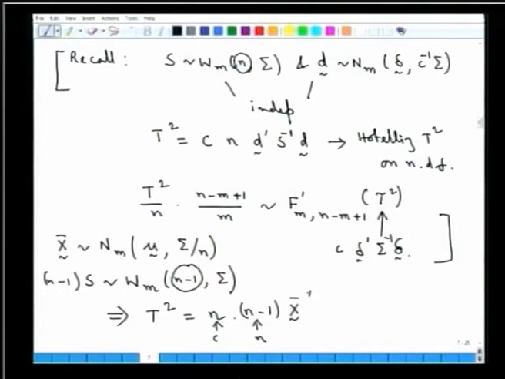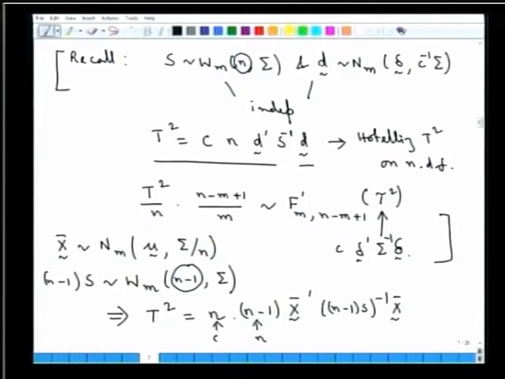X transpose prime, and this times S inverse. Now what is our S inverse? What I'll do is I'll just make this first as this quantity. This is (n minus 1) S whole inverse, times X bar, right? So this is the counterpart of this quantity for the random sampling here. Now this is going to have a non-central F distribution, a constant multiplier of that.